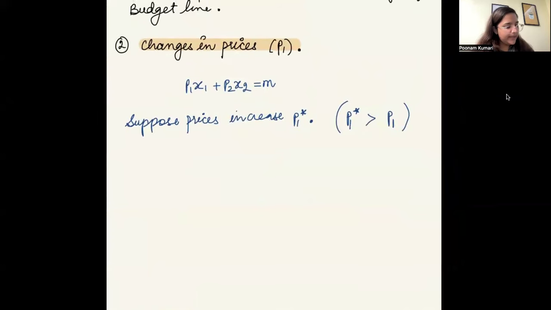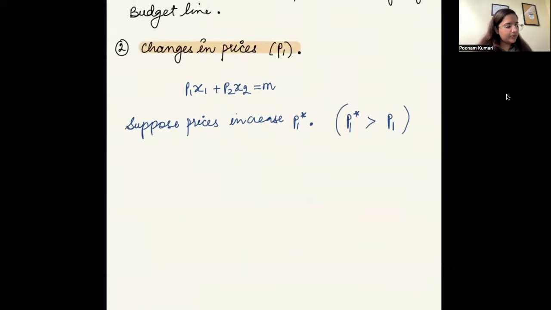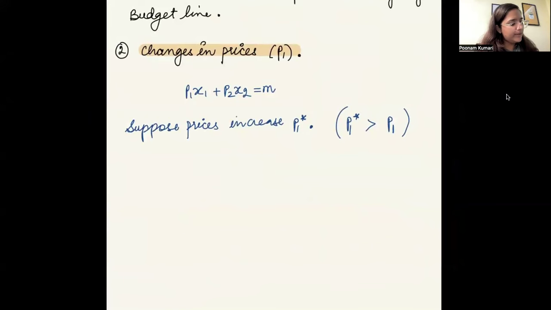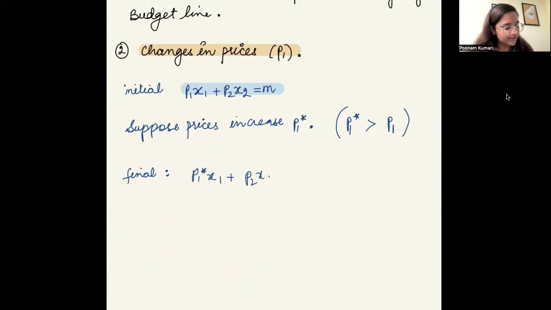Now I have two budget lines to draw, right. One budget line is this, which I have to draw. Initially it was this, and what does the final one become? What will be my final budget line? My income is exactly the same. My P2 is exactly the same. The only change is P1. So what is my new budget line? P1 star X1 plus P2 X2 equals M. Very good. So this is my final budget line.